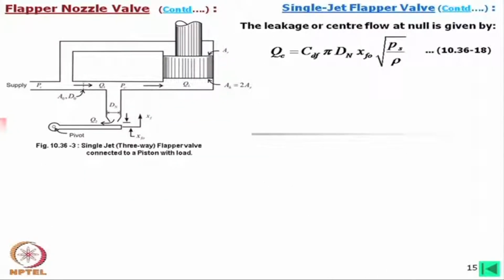The leakage or center flow at null is given by these equations. Now, here it is important: although this is a critical center valve, there will still be some leakage flow. We have earlier discussed the central flow. The central flow is important for a valve because it affects the flow gain. Okay. But this leakage can be expressed in this form.